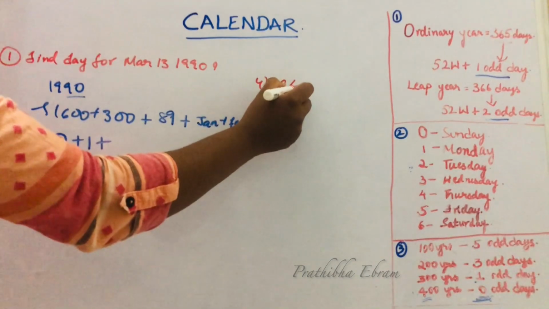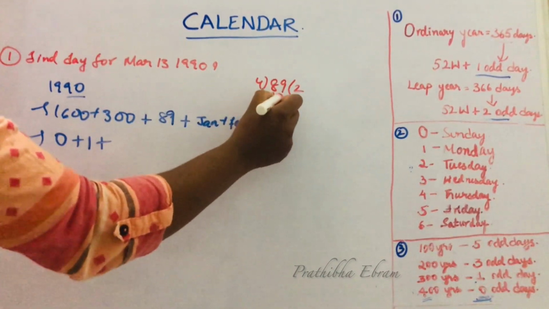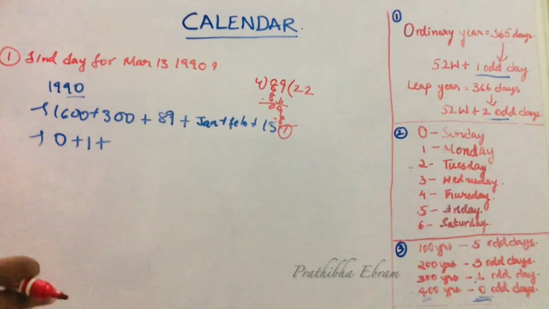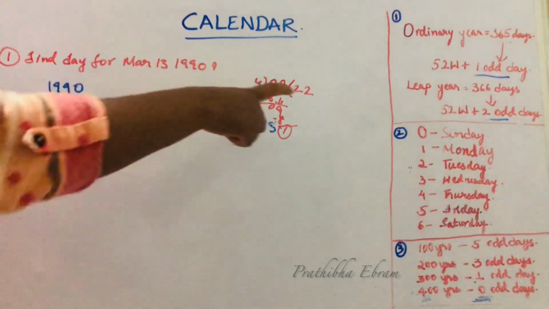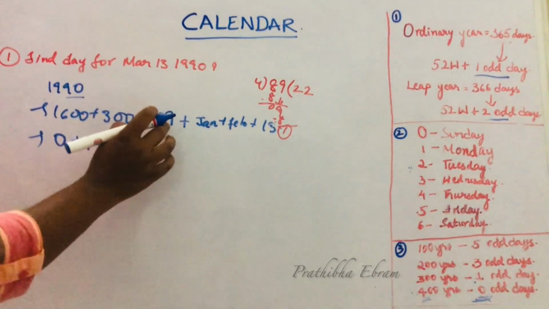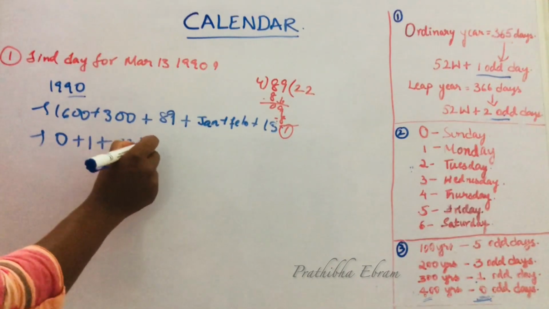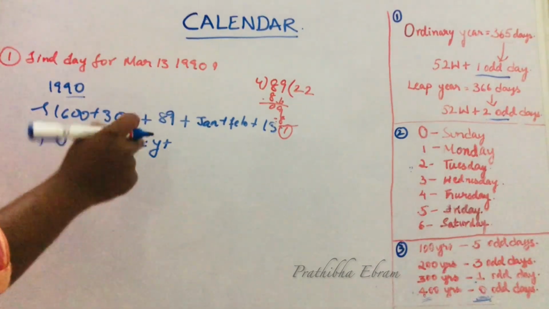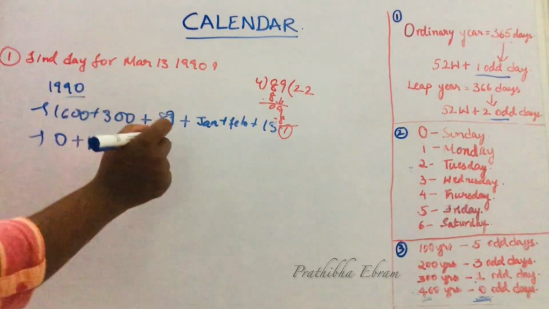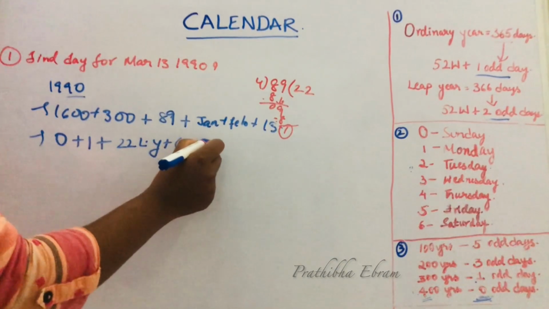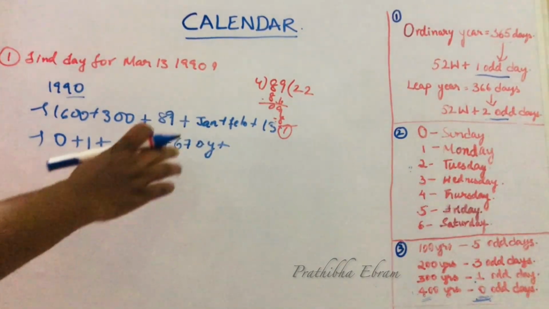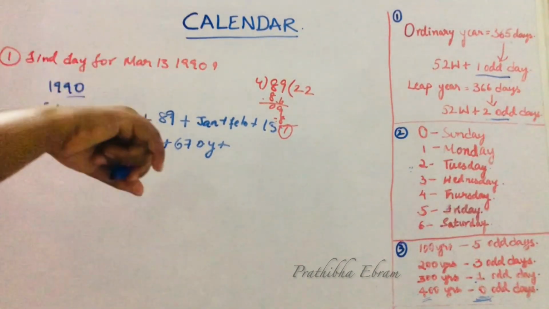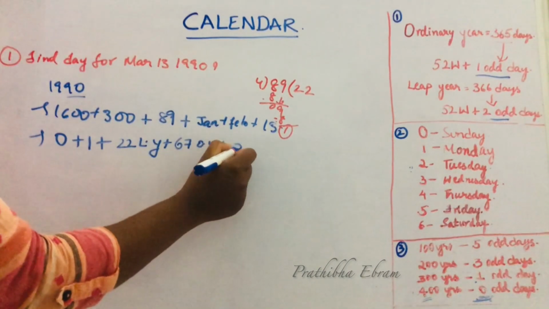Now 4 twos are 8, and we are left with 1. So here we have 22 leap years. So in 89 we have 22 leap years. Out of 89, if 22 are leap years, then the remaining are ordinary years, right? So the remaining are 67 ordinary years. Plus in January we have 31 days. So how many odd days are there? We have seen just now, right? So in January we have 3 odd days.